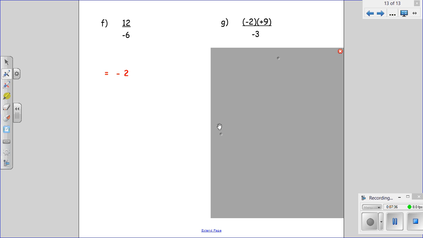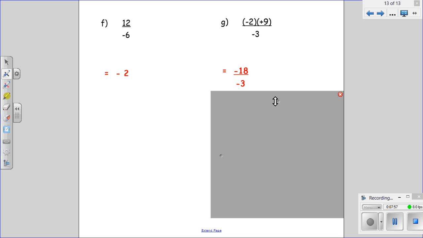Negative 2 multiplied by positive 9 divided by negative 3. Well, that's a fraction, isn't it? It kind of more or less looks like a fraction. There's a numerator, there's a denominator, so everything up top has to be evaluated first. Negative times a positive, so negative 2 times positive 9 gives me a negative. So I've got negative 18 divided by negative 3. And a negative divided by a negative is always a positive.